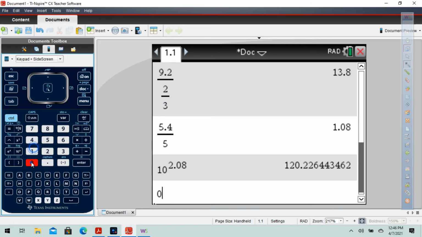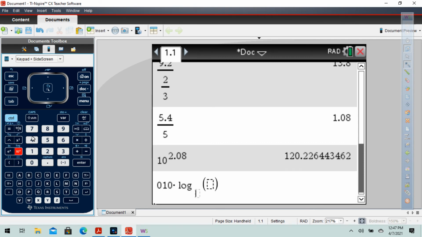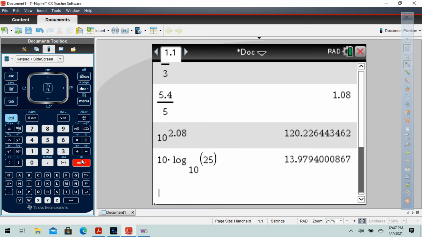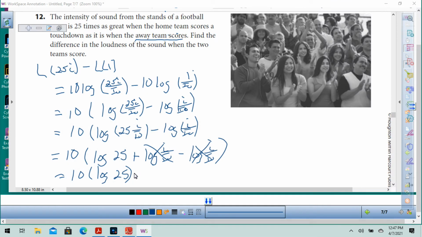So we got 10 times log 25, and that's 13.98. So the difference in the loudness of sound is about 13.98 decibels.